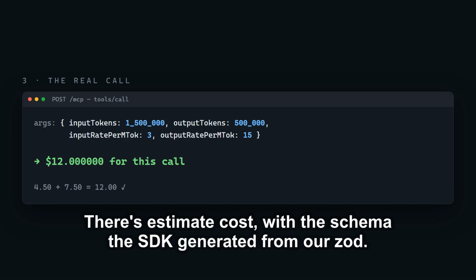tools/call. 1.5 million input tokens at $3. 500,000 output at $15. $12. $450 for input, $750 for output. Exactly right. And notice, I never sent a session ID. Because it's stateless, every call is independent. That's the design paying off.